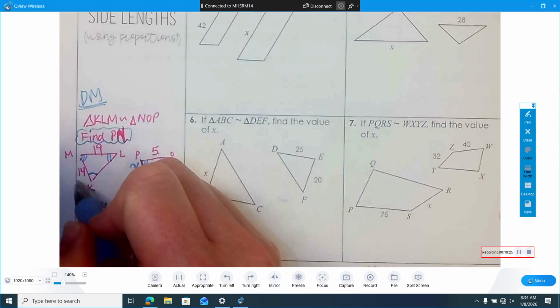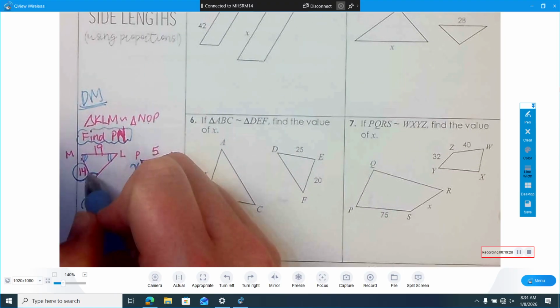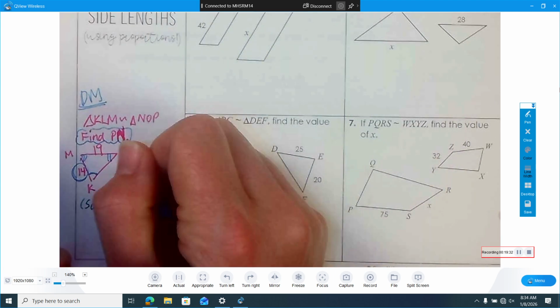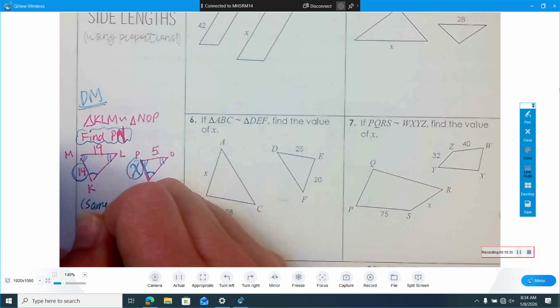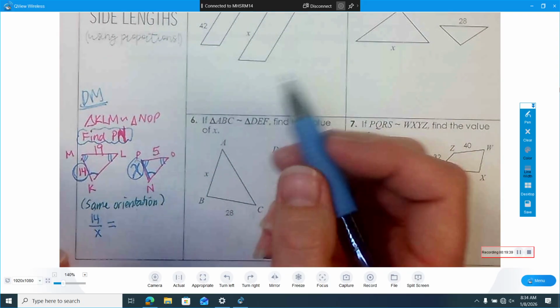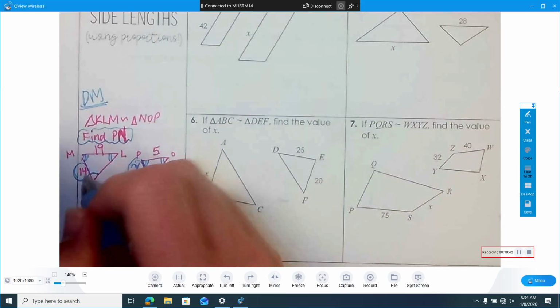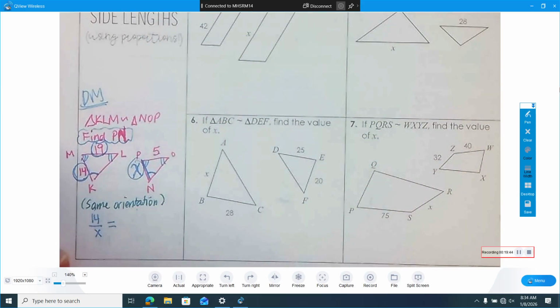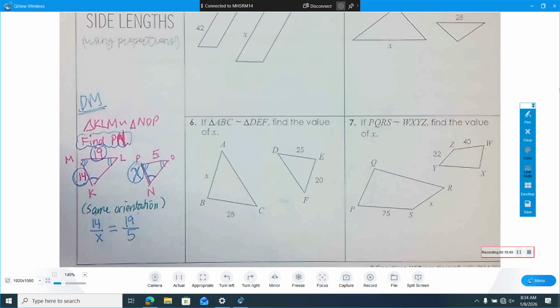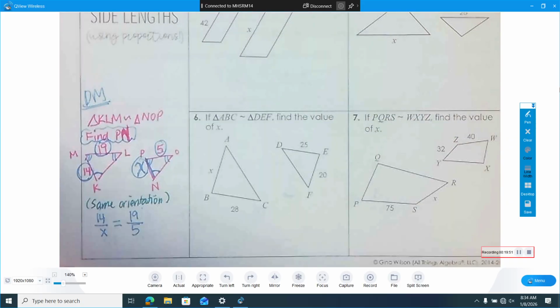Let's say I can do 14. Here's side 14. 14 corresponds with X. So I can write that ratio. 14 over X has to be equal to, and I started with 14, so I'm going to go over here to 19. 19 corresponds with 5. And so what I've done is I've written my little corresponding ratios, and we can set them equal, and we can use that to solve.